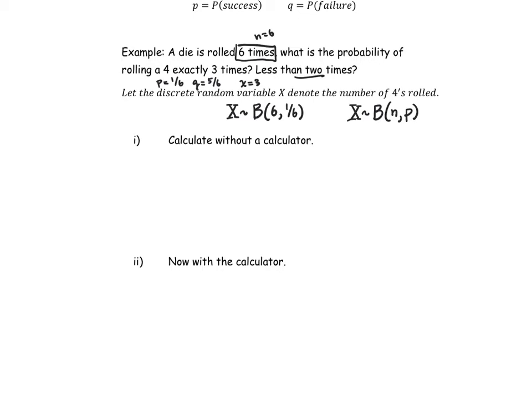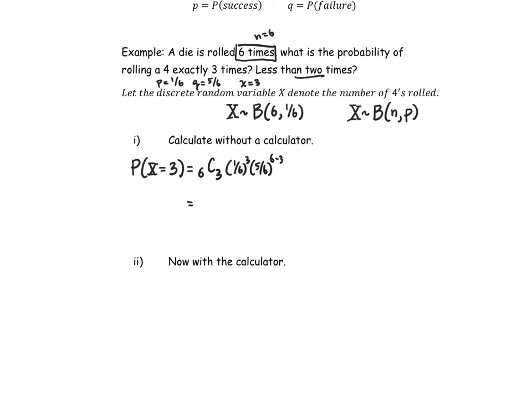So without a calculator, define the probability that x equals 3. Okay, that will be 6 choose 3. Probability of success is 1/6 to the 3rd power. Probability of failure, 5/6 to the 6 minus 3. Okay, so we could go ahead and calculate that. I'm not going to. I'm actually going to use my calculator in a moment to do that, but you would expand that and work that all out.